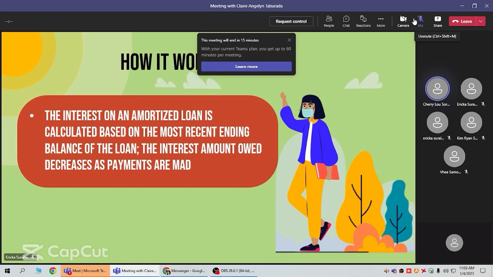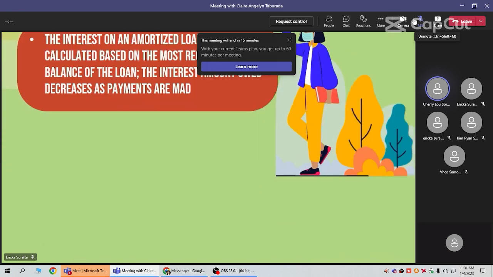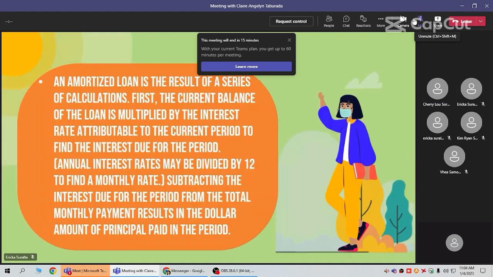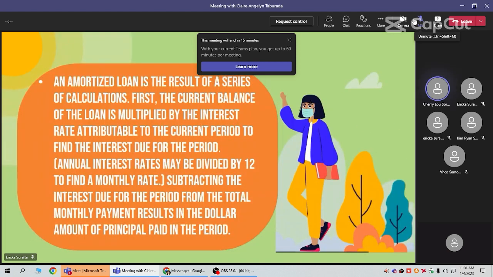An amortized loan is the result of a series of calculations. First, the current balance of the loan is multiplied by the interest rate attributable to the current period to find the interest due for the period. Here the annual interest rate may be divided by 12 to find a monthly rate, because there are 12 months a year.